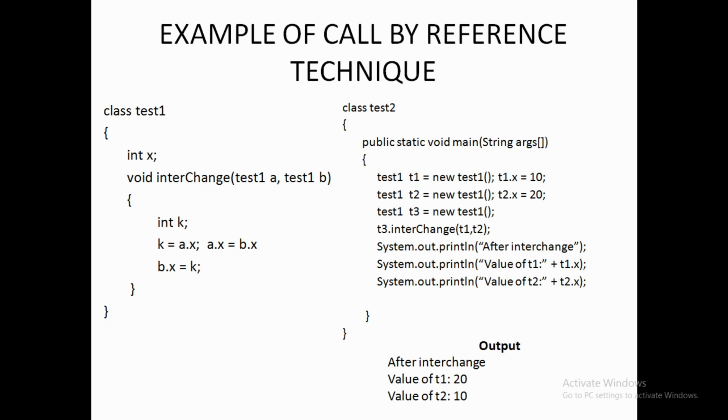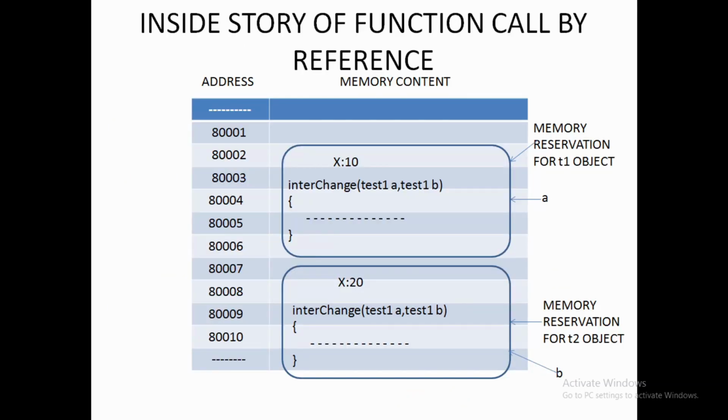So the function call has changed the value of the actual parameters. This interchange function actually changed the value of the actual parameters. So how does this happen? To understand it, let's see this example.